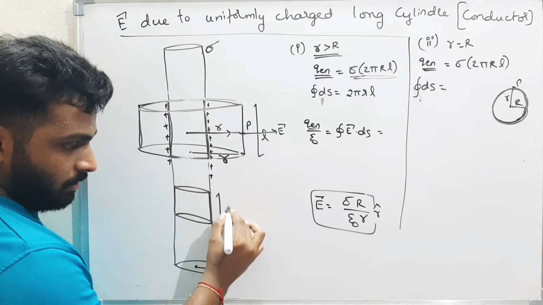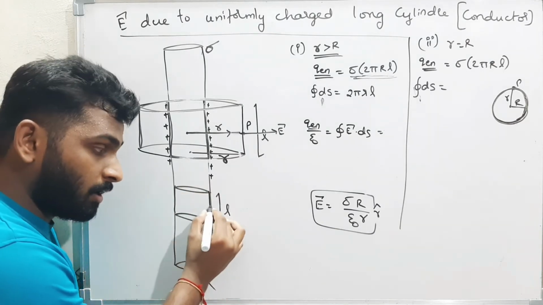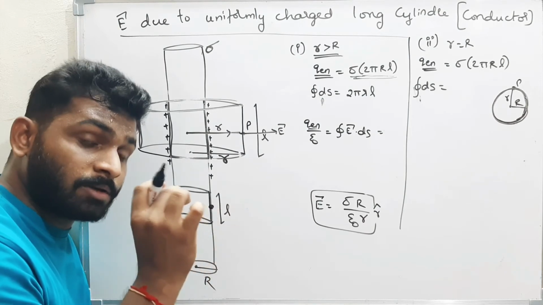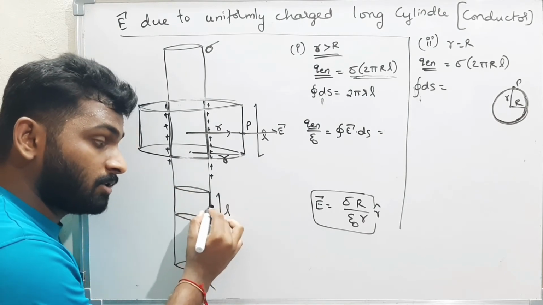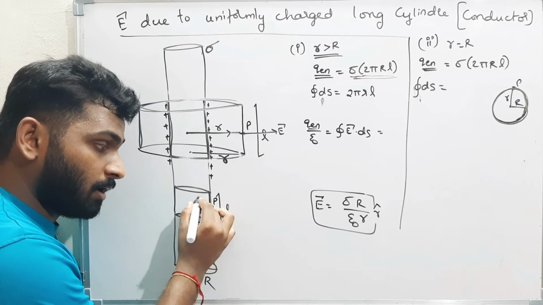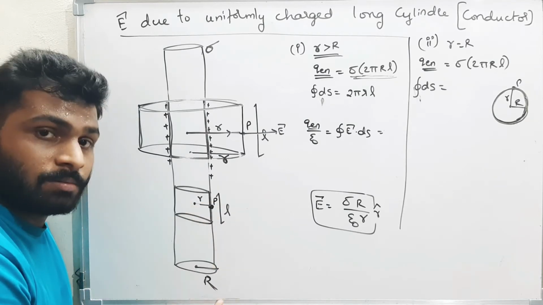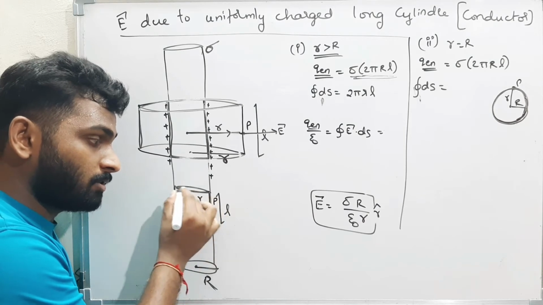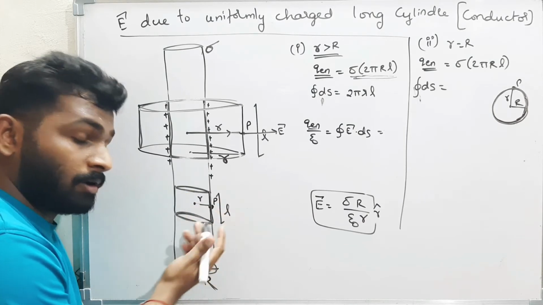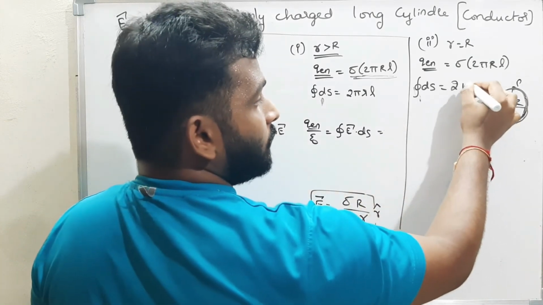of length L. Because I am assuming a point here, right? Always the Gaussian surface has to pass through the point. I am assuming a point on the cylinder. This is a point, and the radius is r, and this radius is also capital R. Both are the same. Small r and capital R are the same. Therefore, what is the cross-section area of this Gaussian surface? The cross-section area is 2 pi r into L.